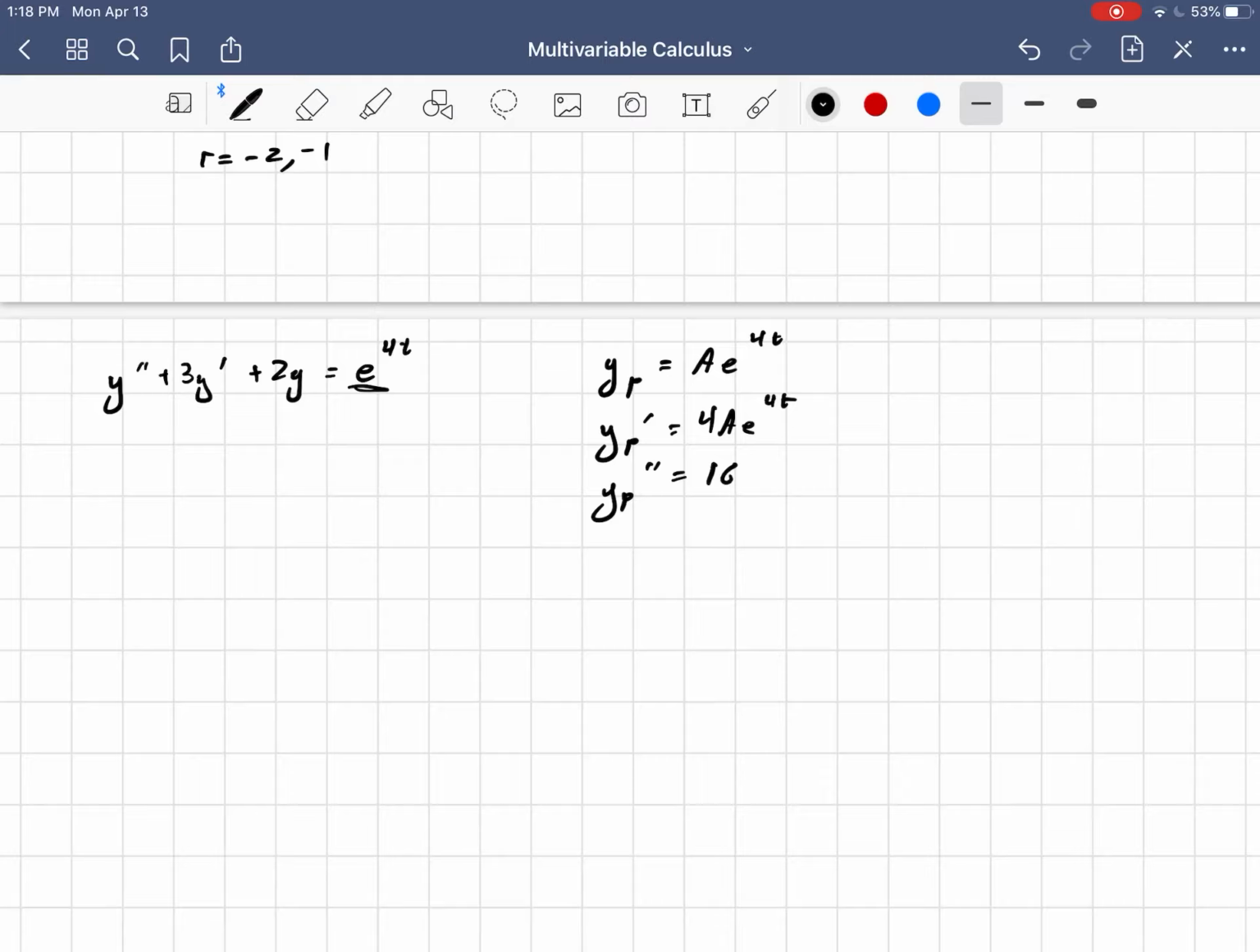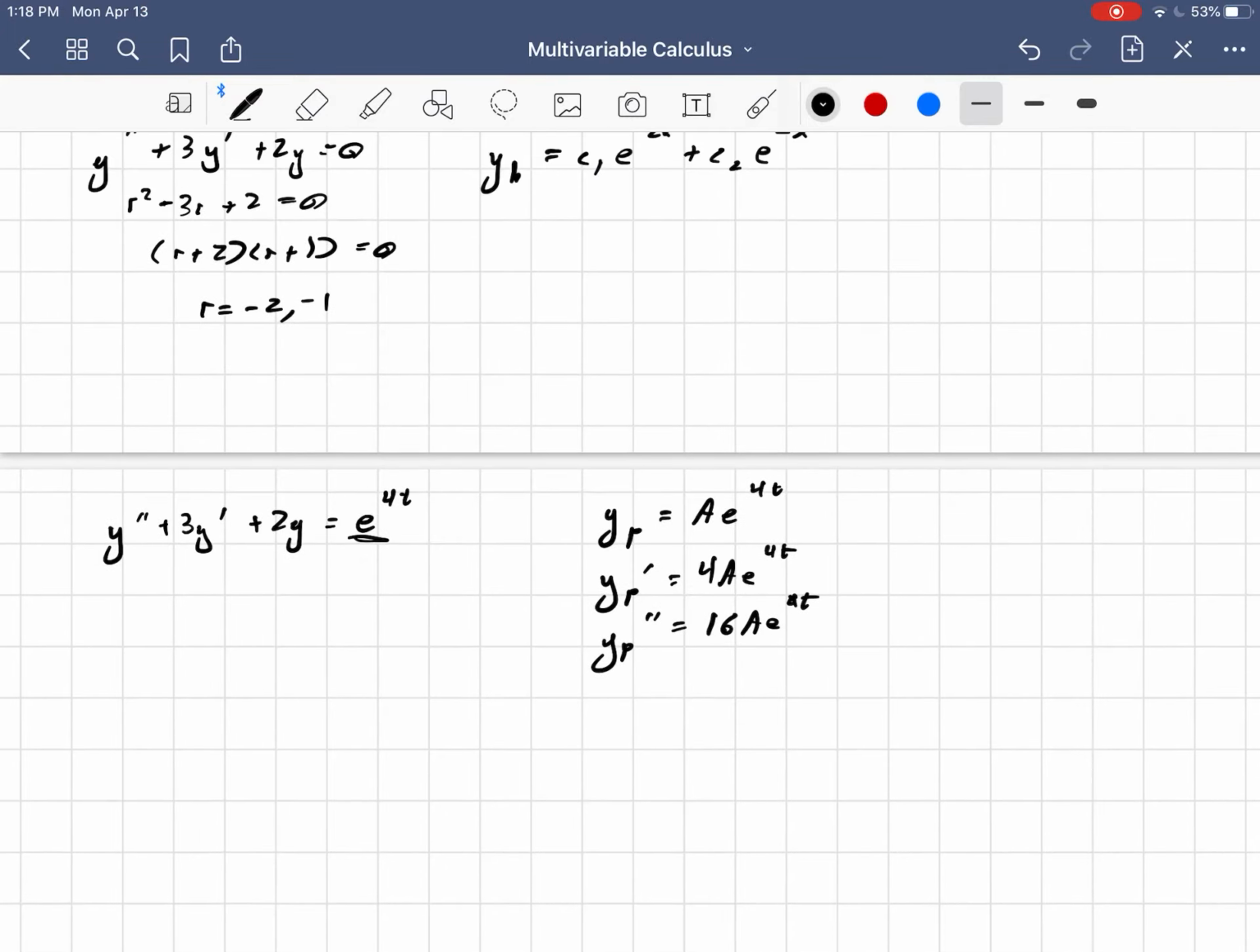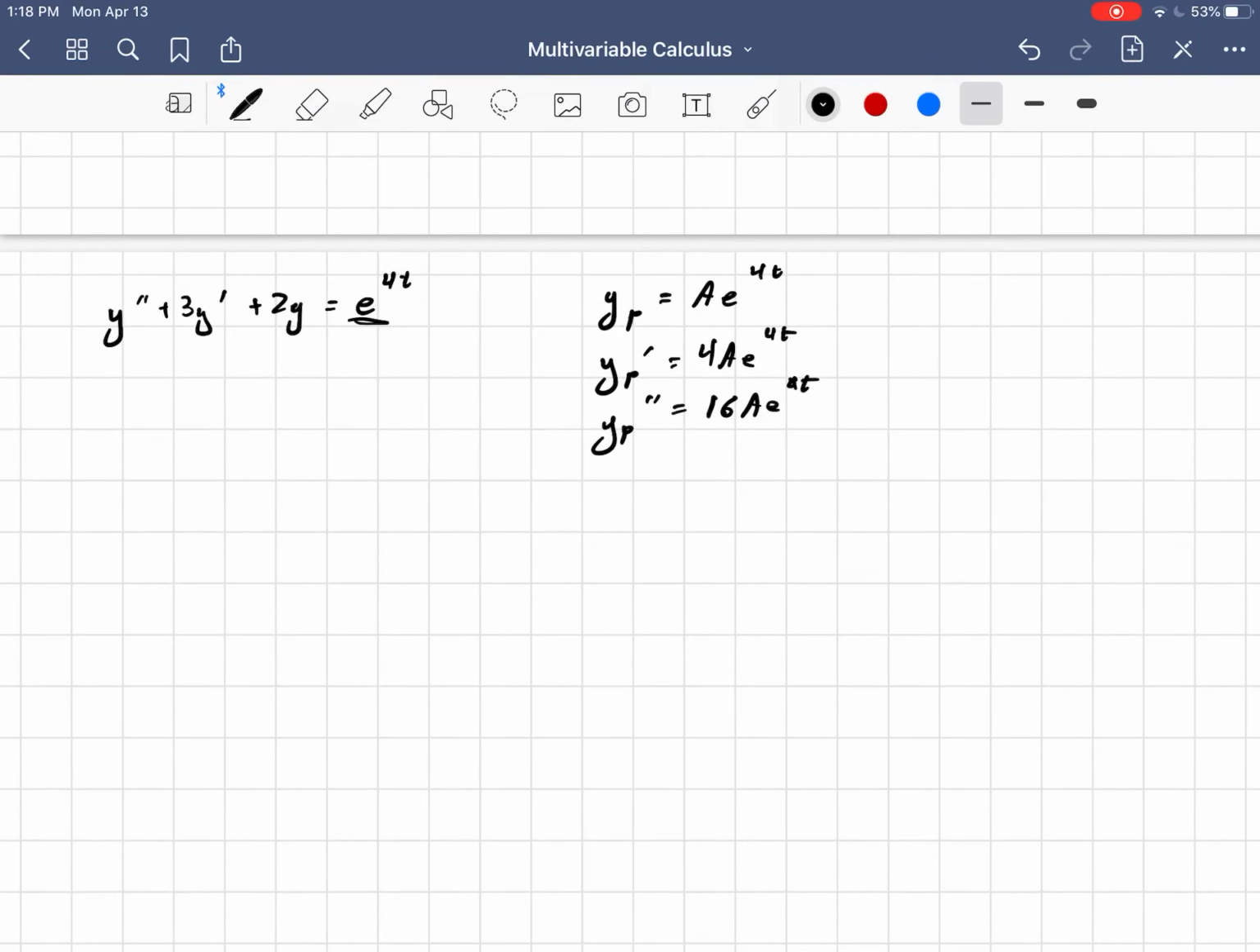So when we differentiate y sub p, we get 4a e to the 4t, we differentiate it again, we get 16a e to the 4t. And if we plug that in, 16a e to the 4t plus 3 times the 4, so that's 12a e to the 4t, plus 2a e to the 4t. That's just e to the 4t. So if I pull out an e to the 4t, times we have a 16a, a 12a, and a 2a. So 16 plus 12 is 28. Add the 2, that's 30a.